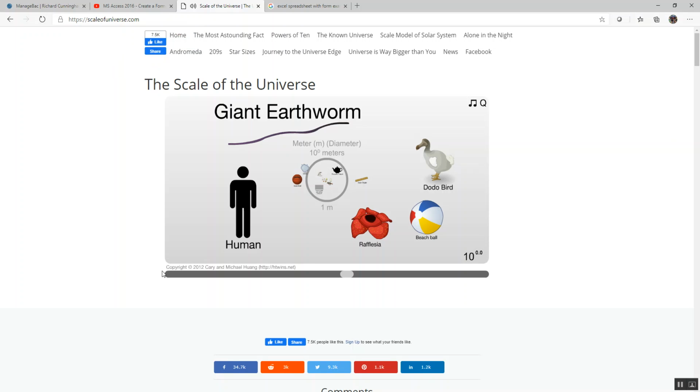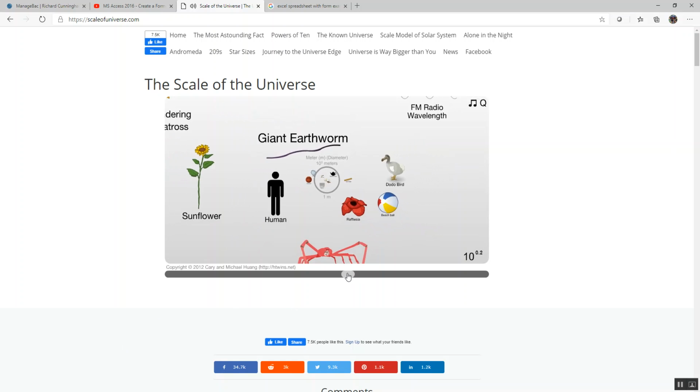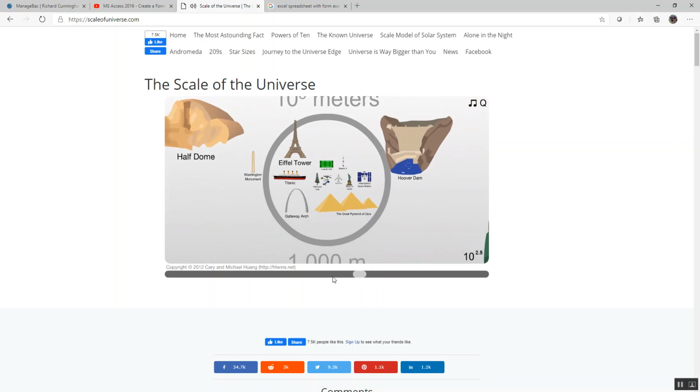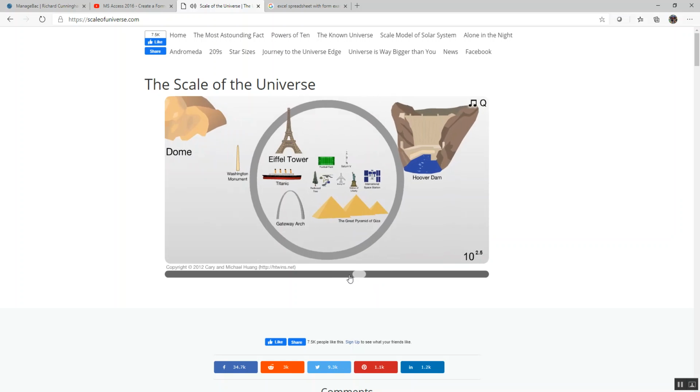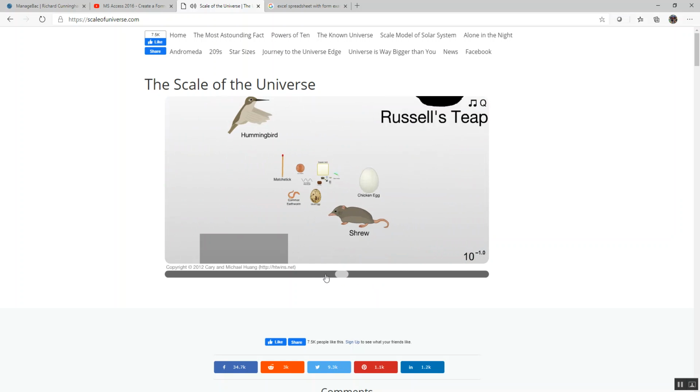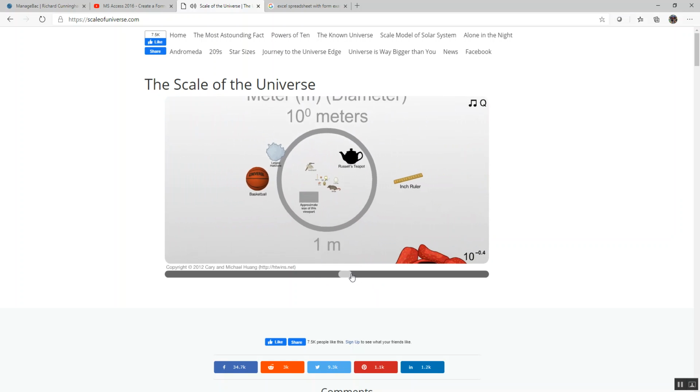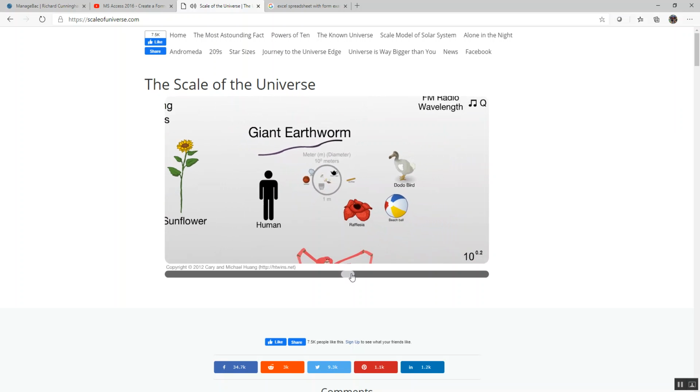On the bottom here, we've got 10 to the power of 0. What's anything to the power of 0? 1. Okay, so that represents 1 meter. This little circle here represents 1 meter. A human is slightly bigger than 1 meter, about 1.5 meters. What we're going to do is start zooming out so we can see the size of things. And as we notice, I go a bit slower, it's very sensitive.